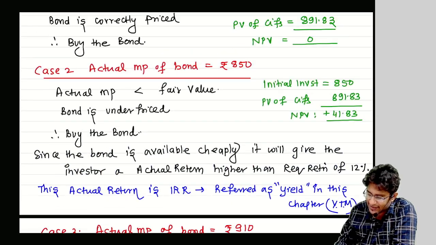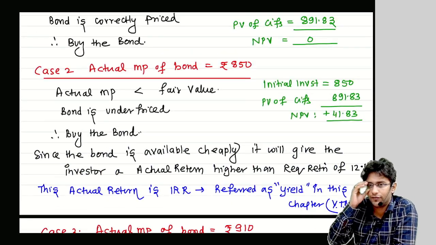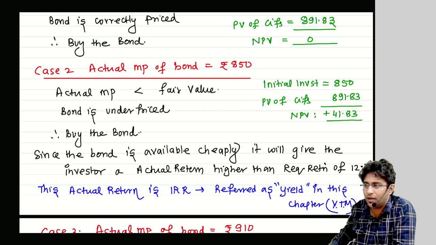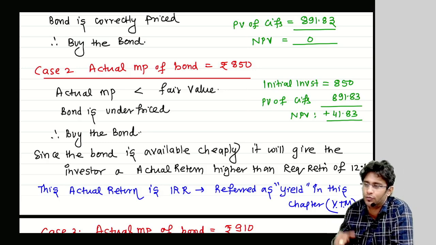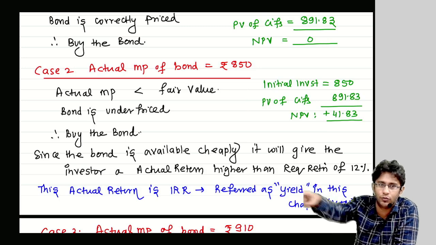Similarly, the underpriced case you see. What is the worth of the bond? 891. But it's available at a lower price. What did you do? Today you bought the bond. You are not stupid to buy one bond. No, you will buy multiple bonds. You'll pick up as much as you can. Not only you. I also know bond valuation. I will also do it. Somebody else also will do. She will also do. You will also do.